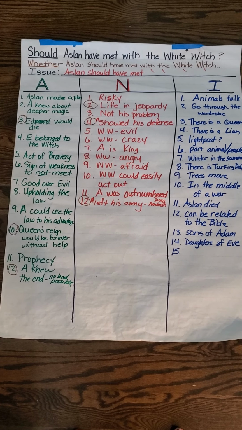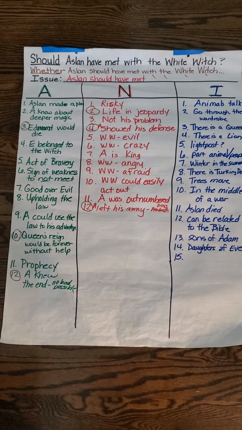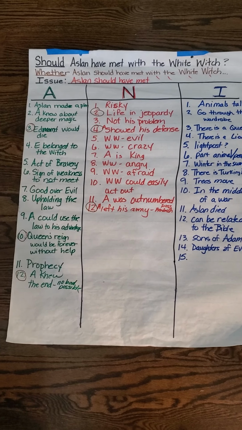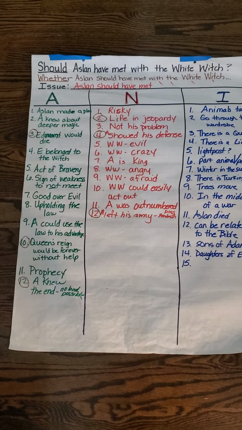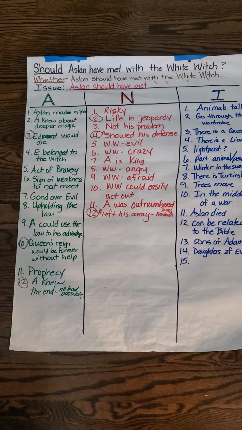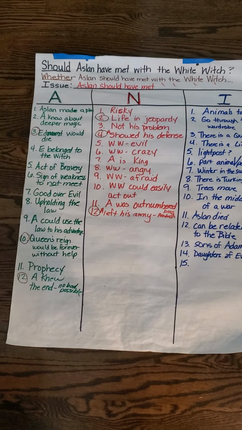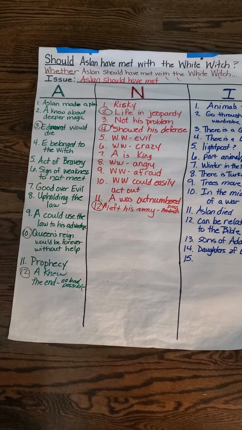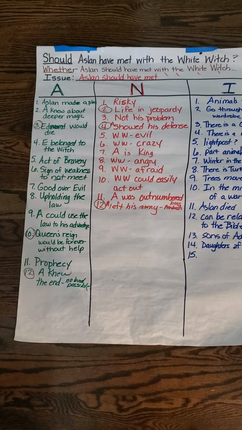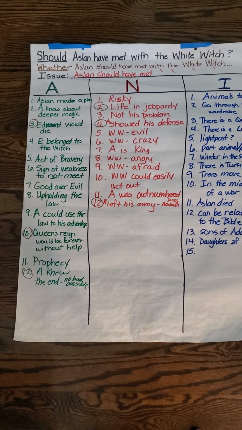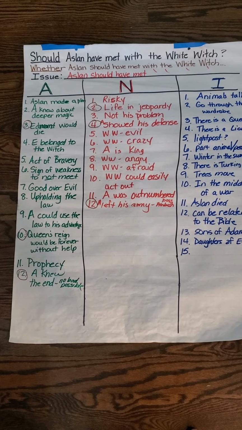Today, after looking at all of our affirmative and our negative, we came up with our issue. We decided Aslan should have met the White Witch using our affirmative column. We actually went back and also did it with the negative column, and we'll talk a little bit about that, because they truly can choose any side of the argument they want.